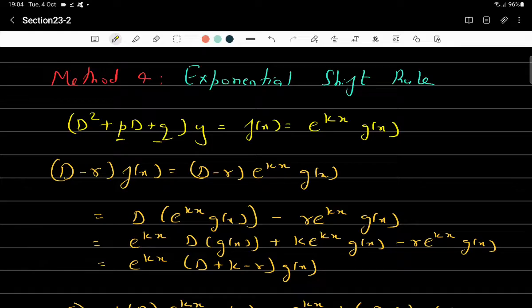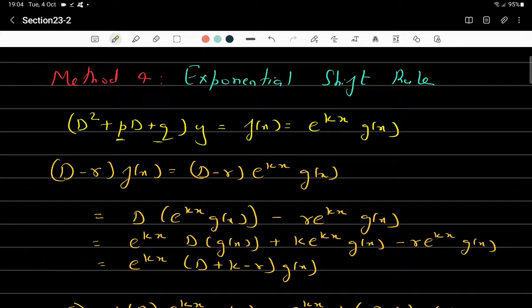We discussed mainly the cases of successive integration and partial fraction, where you have the form 1 by d minus r1, d minus r2 and so on, and you can easily find the particular solution. Of course, you can write d square plus pd plus q in the form of 1 by d minus r1, d minus r2 only if p and q are constants. So today we are going to discuss a new method, the exponential shift rule.